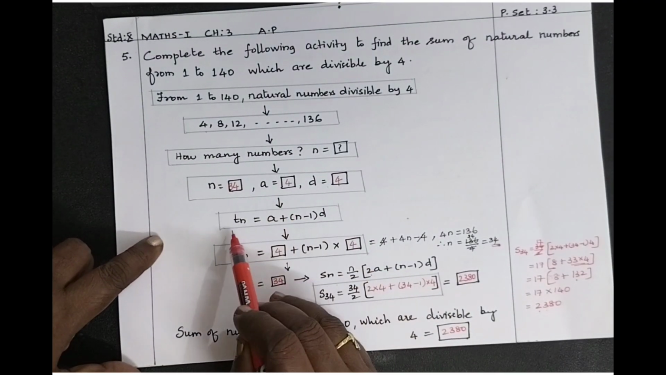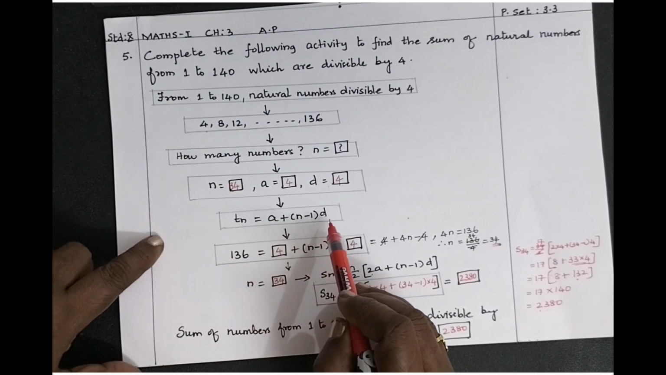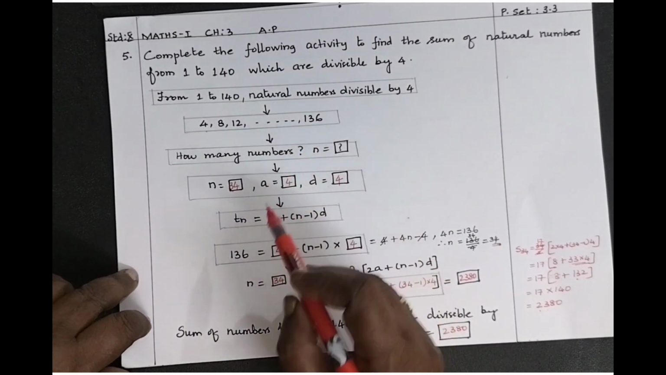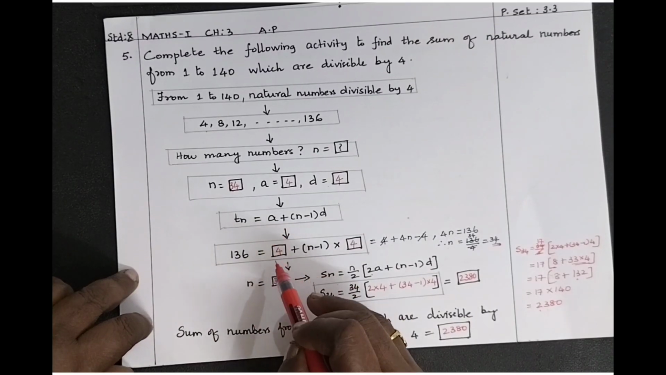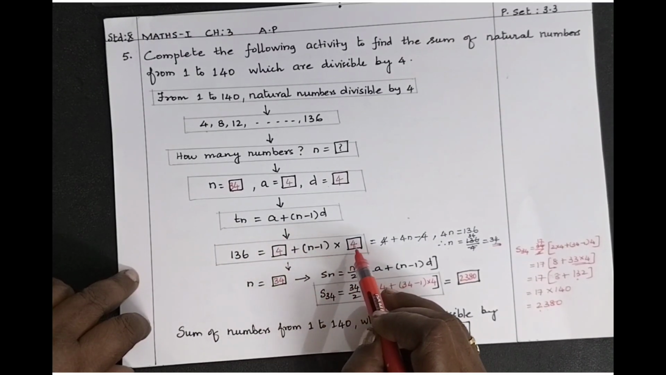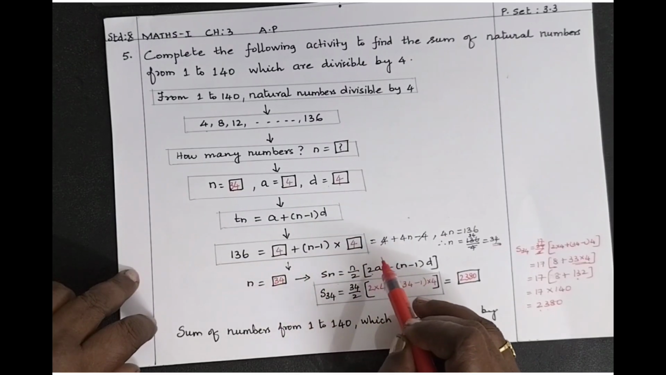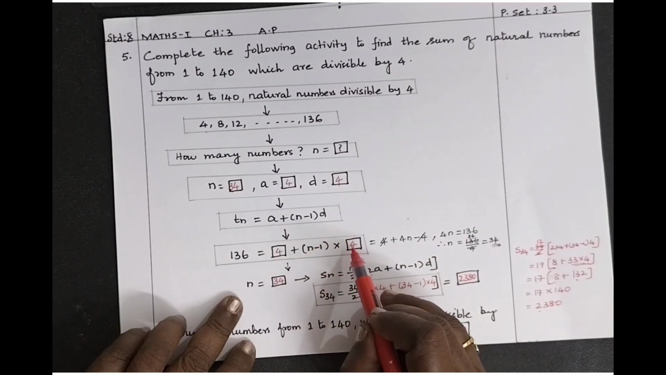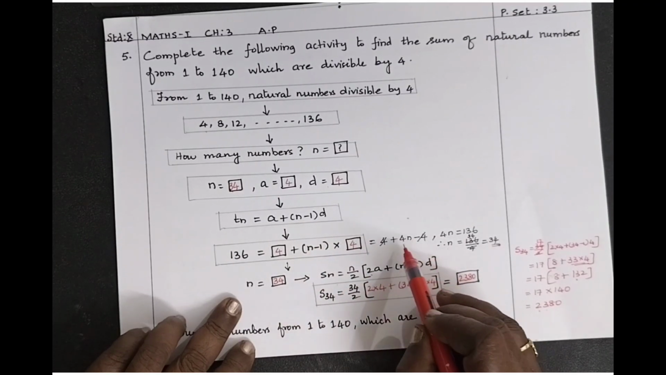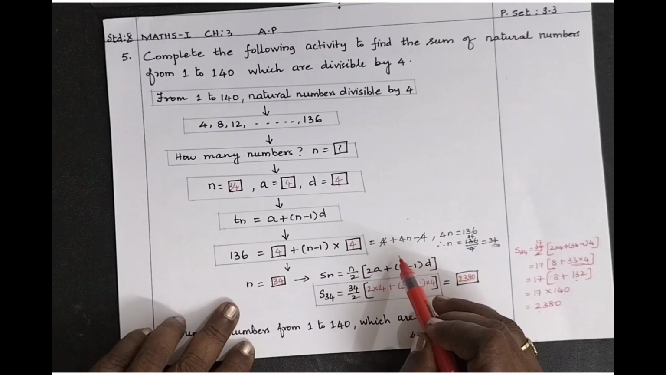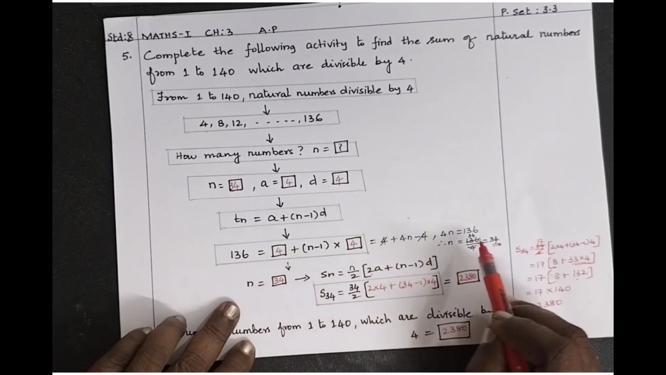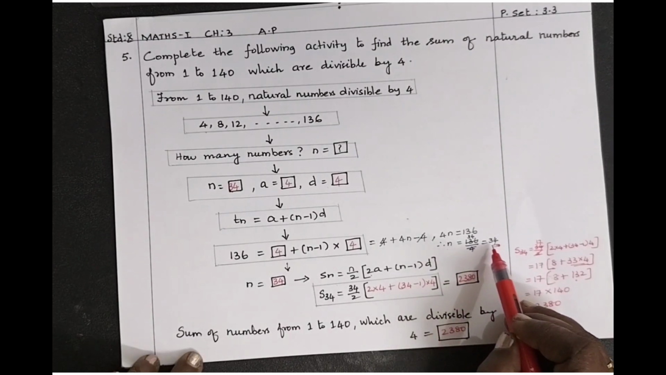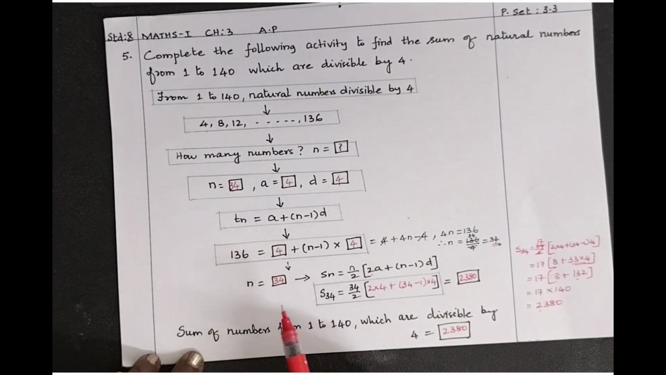Now the Tn formula. Tn is equal to A plus n minus 1 into D. And next, substitute the values. Tn is the last term, 136, and A is 4. And we don't know what n is. n minus 1 into D, which is 4. Which is equal to 4 plus 4n minus 4. Open the bracket and write. So we can cancel this 4 and minus 4. Therefore 4n equals 136. Therefore n is equal to 136 upon 4, which is equal to 34. So n is 34.